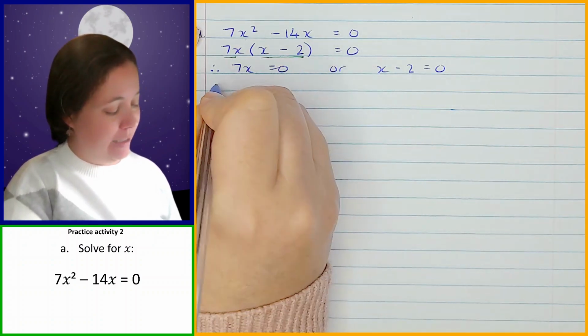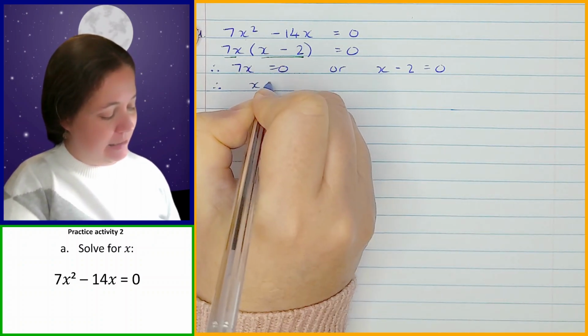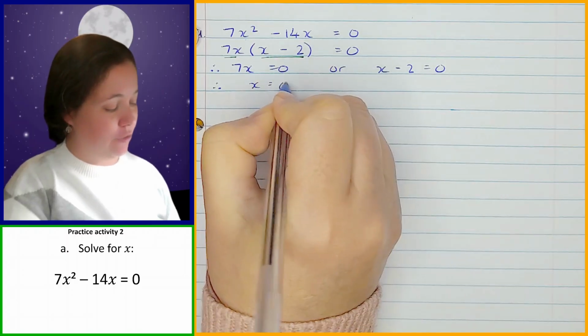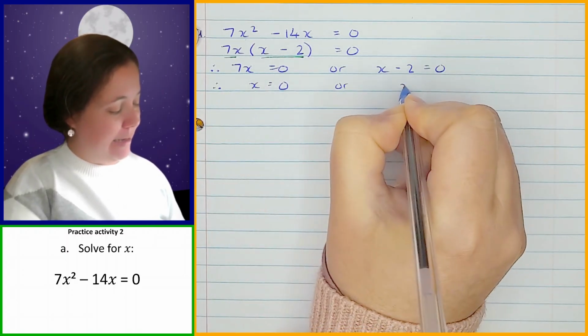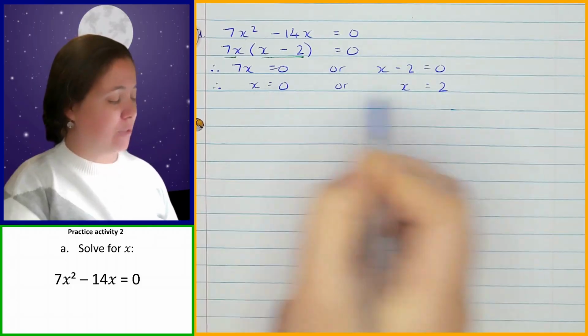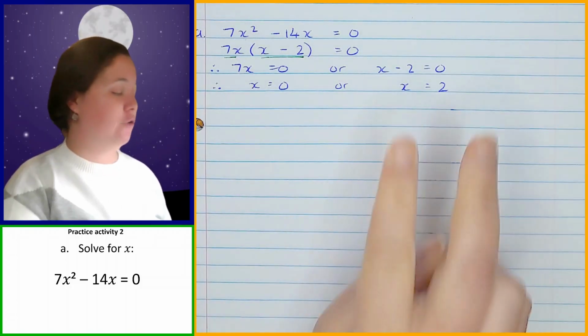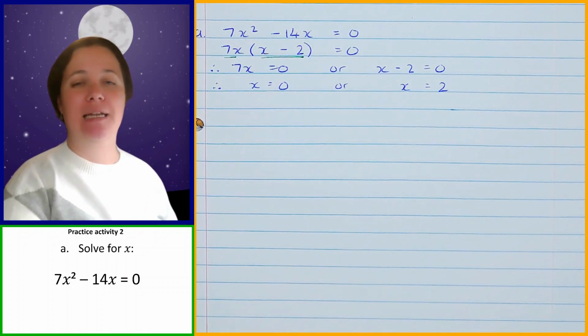So now I can solve for x, and I can say, therefore, x is equal to 0 divided by 7 is still 0, or x is equal to 2. That's what you should have got for question A. The two values are 0 and 2. Okay, let's go on to question B.